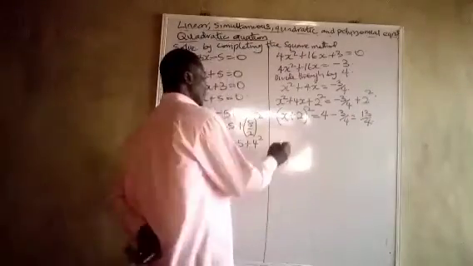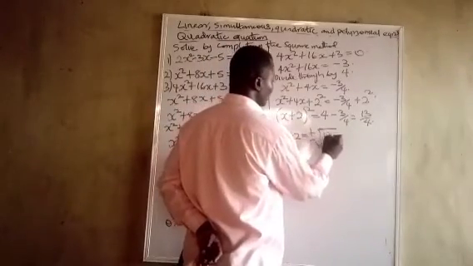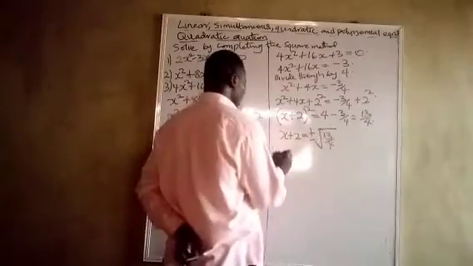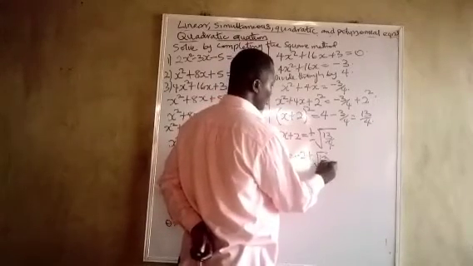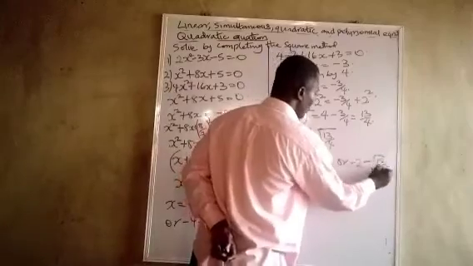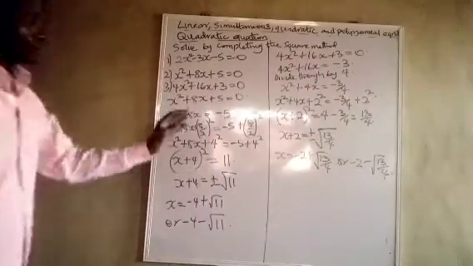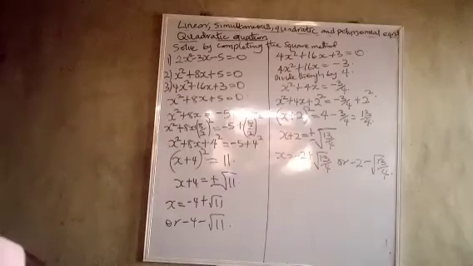Now, to square root both sides, I have x plus 2 is equal to plus or minus the square root of 13 over 4. So x will be equal to minus 2 plus square root of 13 over 4, or minus 2 minus square root of 13 over 4. So you can see, there's no way I could have been looking for the sum and product to get that.